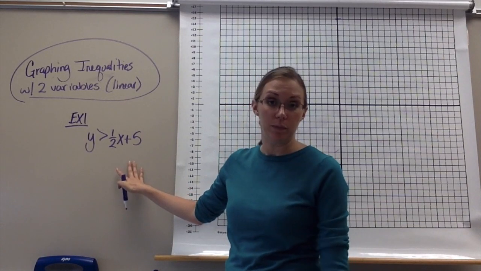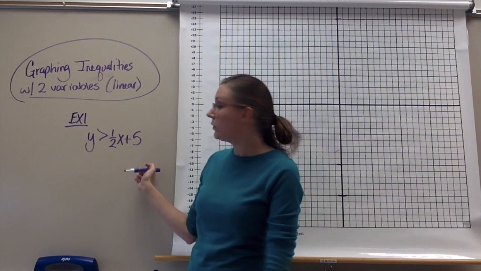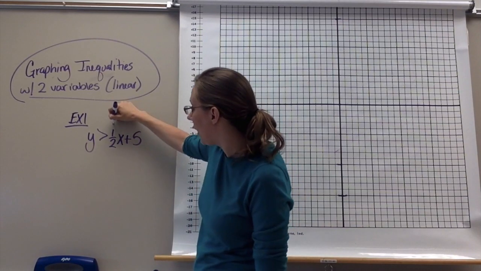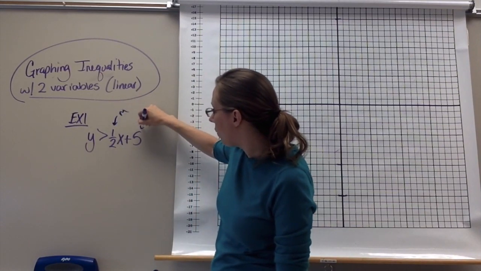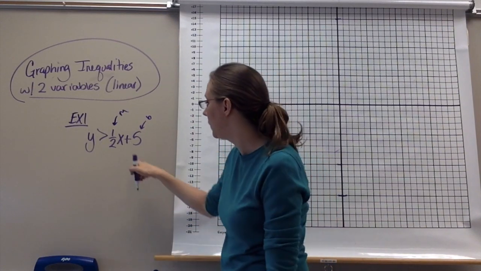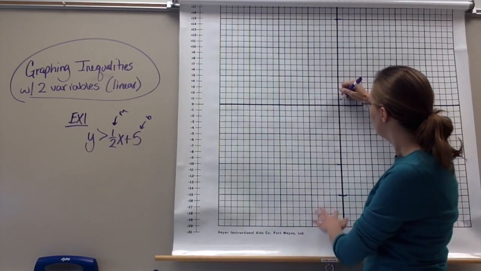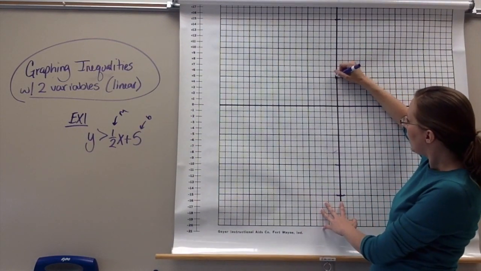Let's start by graphing it, because that's something we should already be pretty good at. This here is in slope-intercept form, so we see this is our slope, our m value, and this is our y-intercept, our b value. Okay, and this is a review from the last one. We're going to start graphing our line at our b value, positive 5. 1, 2, 3, 4, and 5.